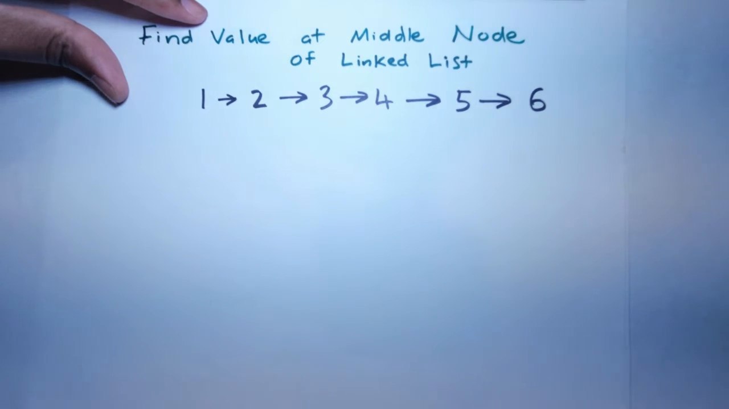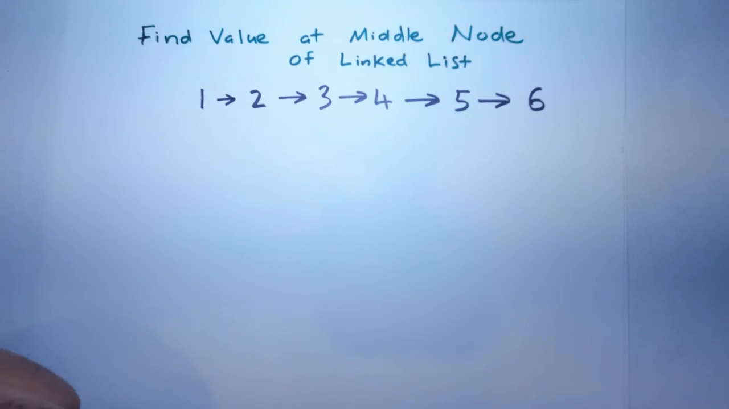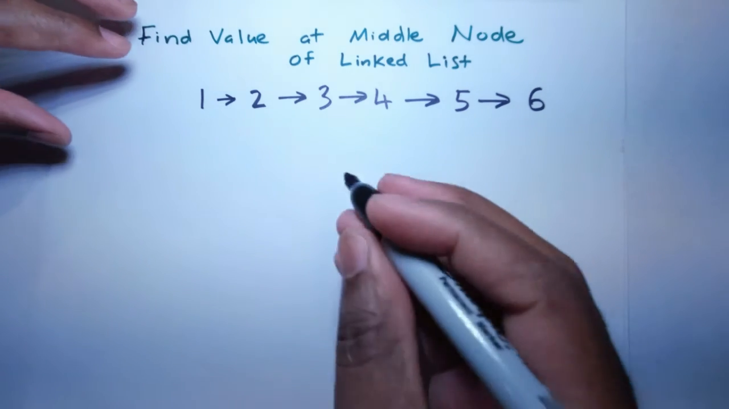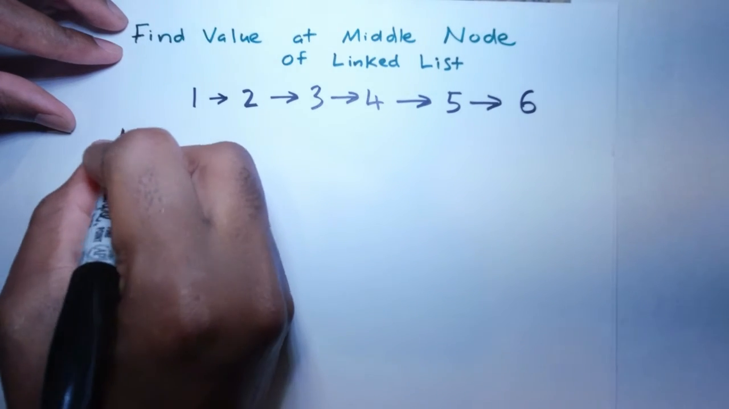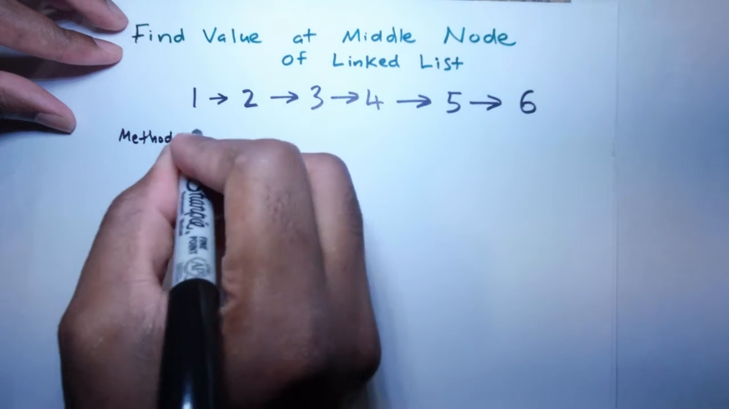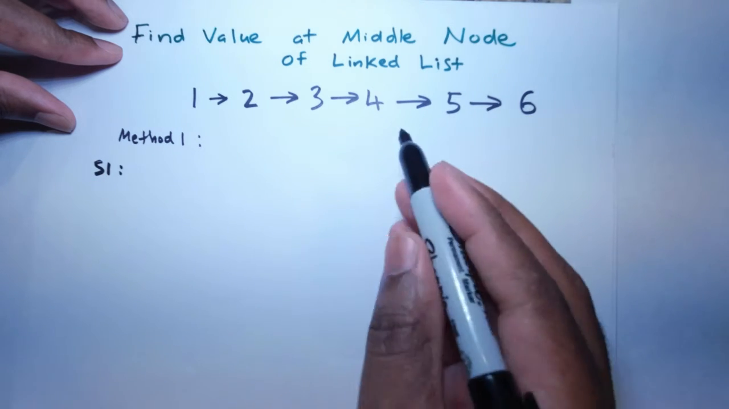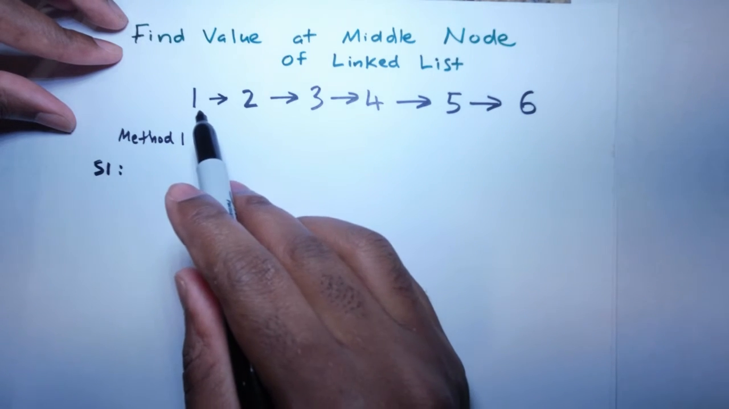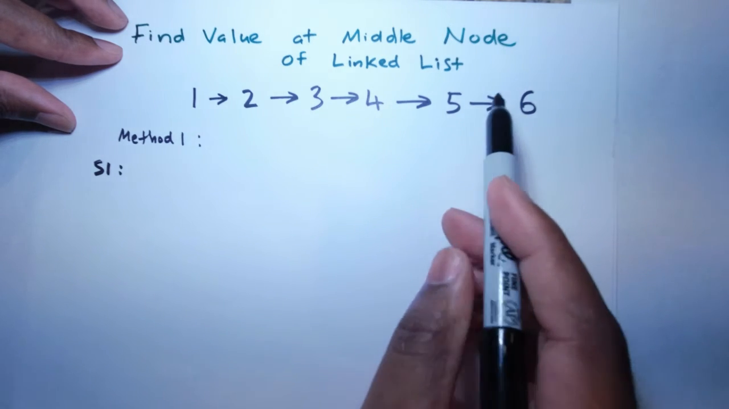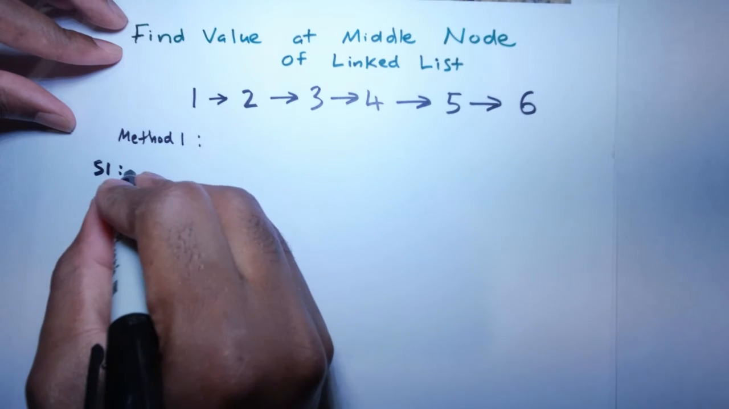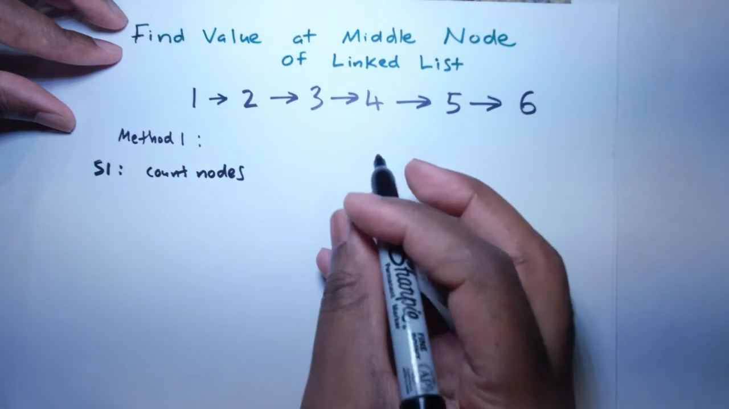So the first approach that we're going to look at today is brute force, right? And I'm going to break this down into steps. So here on the left side, we will call this method 1. And for method 1, the very first step is actually just to iterate through this structure one time. So we just go through this 1, 2, 3, 4, 5, and 6, and we count the nodes. So step 1 is count nodes, right?